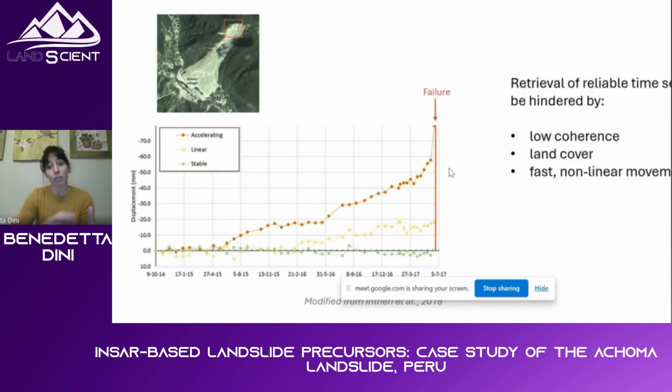But the reality is that the retrieval of reliable time series, so not only realistic looking, but reliable, is often hindered by low coherence, which is basically an instability of the phase signal. This is due to land cover changes caused by vegetation or snow, or even a veneer of loose material on slopes that does not move as a coherent body with the rest of the landslide body. And also all these phases of acceleration and deceleration complicate the retrieval of this time series.